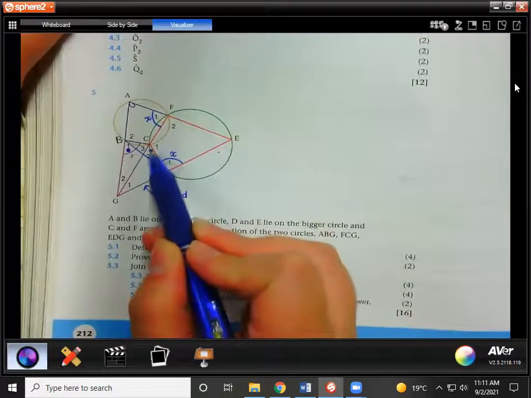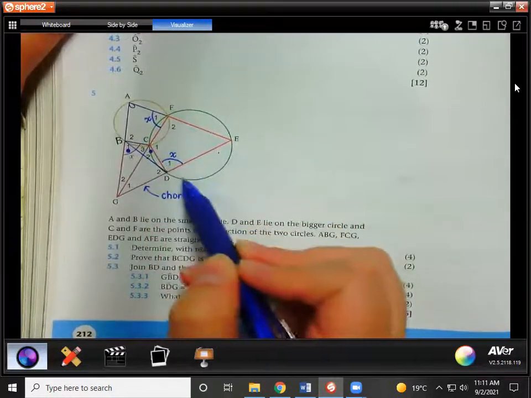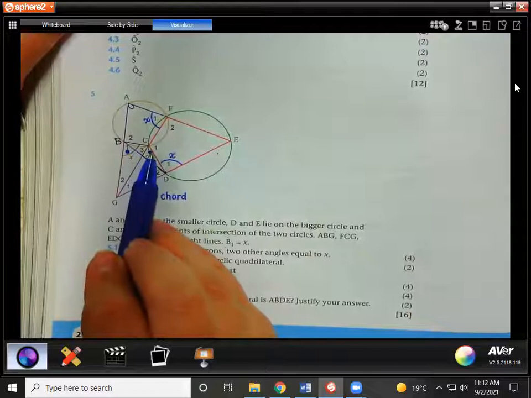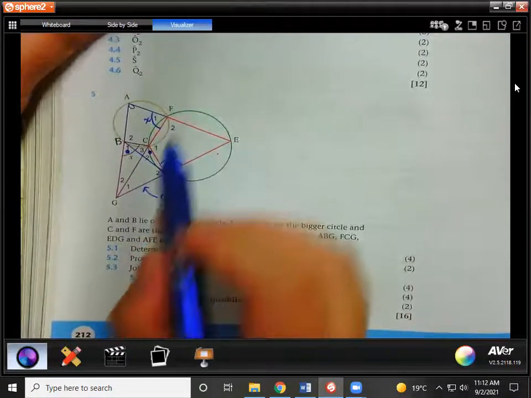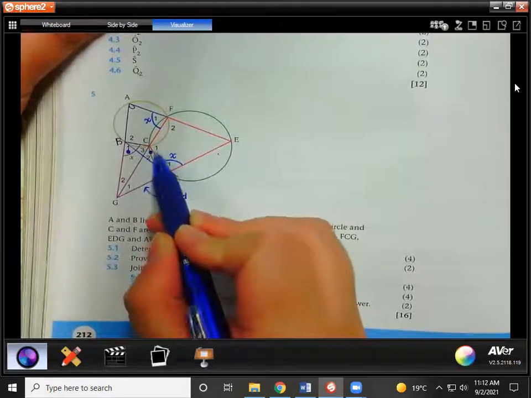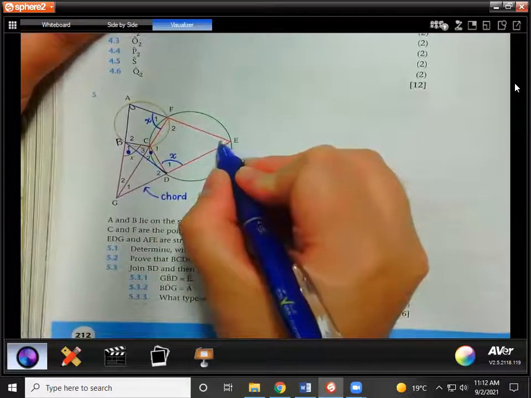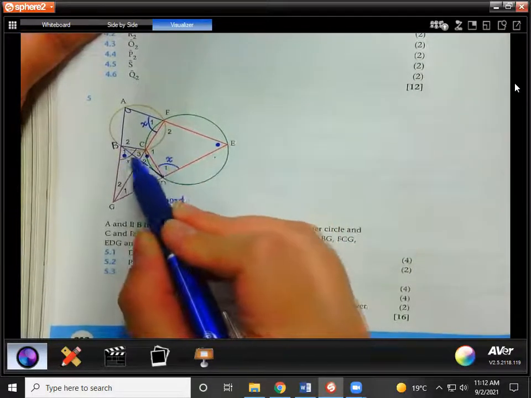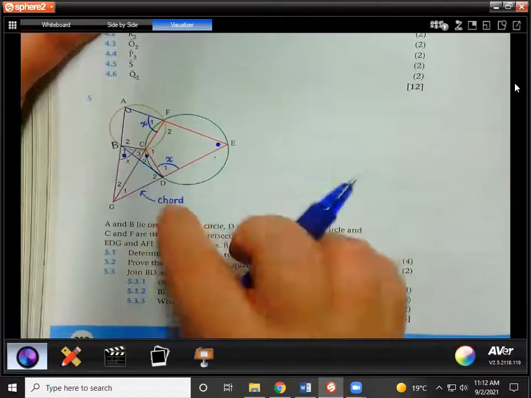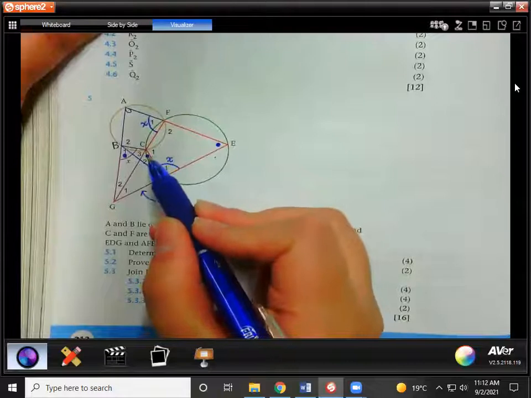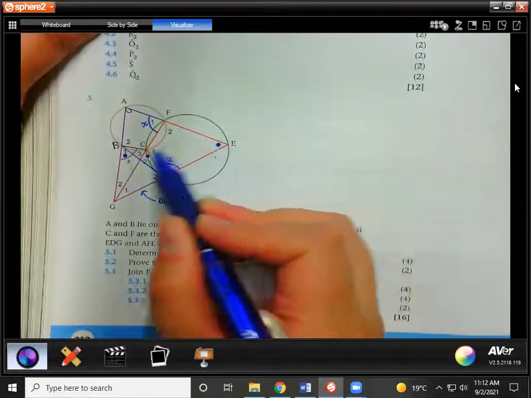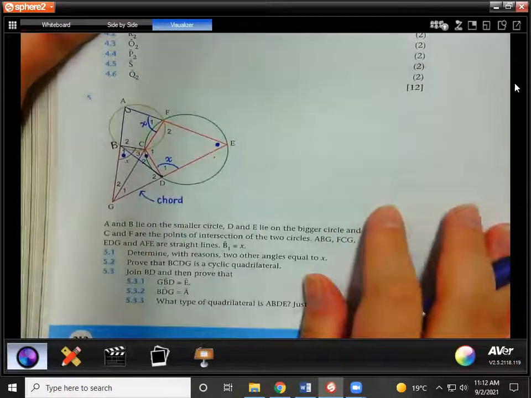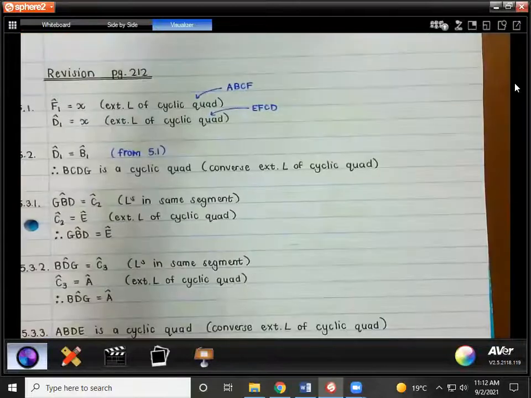Remember we're trying to prove that this angle is equal to E. Now we look at C2, and C2 is now actually an exterior angle of this bigger cyclic quad. I proved that this one is equal to C2. Now I'm trying to prove that C2 is equal to E. So C2 is the exterior angle, C1 is next to it, and the opposite angle to C1 is E. So there we have it. First, we prove that GBD is equal to C2 because of angles in same segment. They're both subtended by this chord. Then we say C2 is equal to E because of exterior angle of cyclic quad. So if they're both equal to C2, then obviously they have to be equal to each other. So that is how I wrote it out.